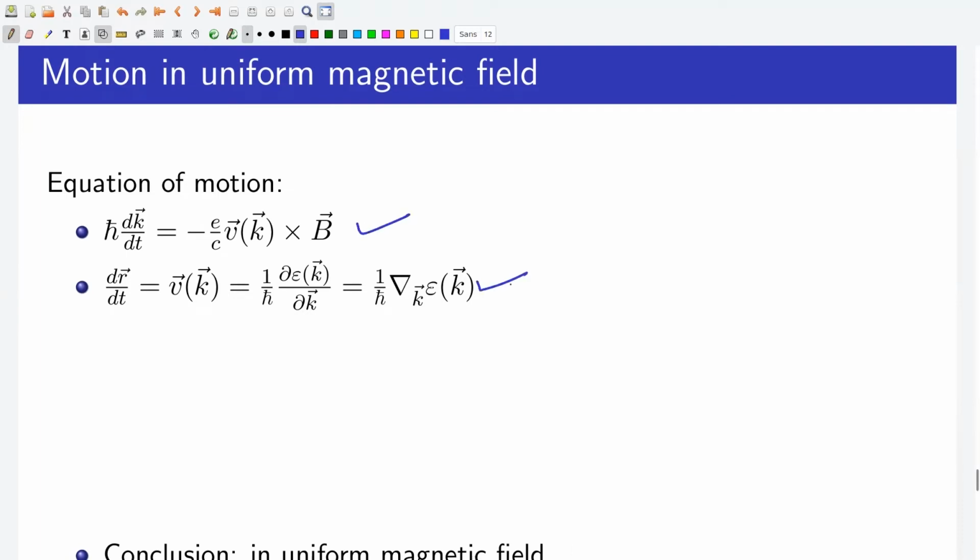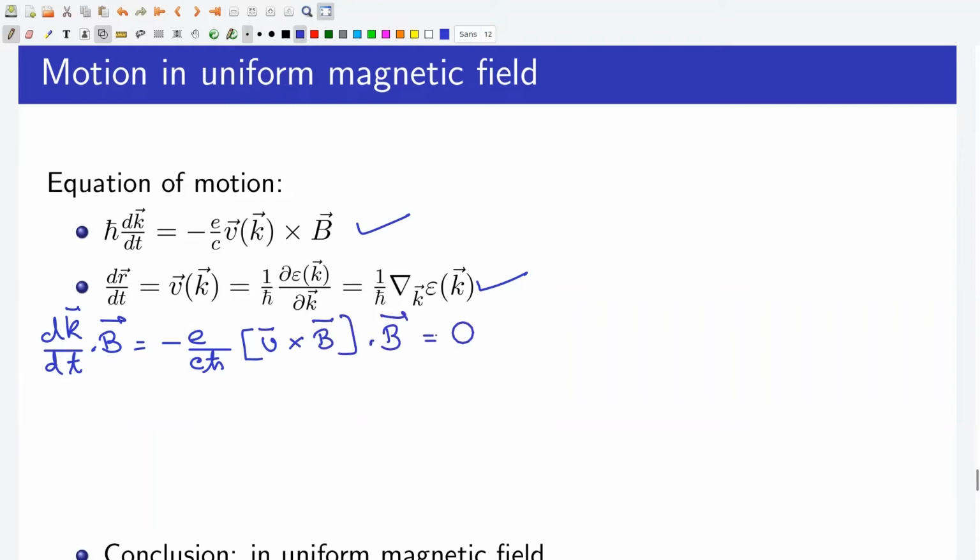Let us calculate dk/dt dot B, which is equal to 0. Thus, component of K parallel to B does not change with time, or in other words, component of K along the magnetic field is a constant of motion.